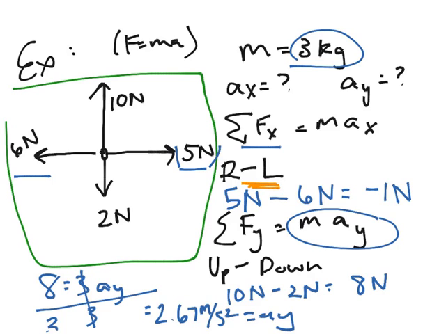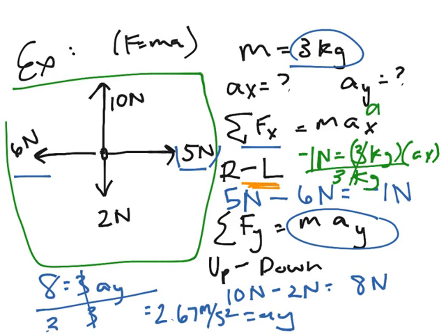Then we go back and do the same thing for x. We knew it was -1 newton is equal to 3 kilograms times our acceleration in the x direction. Divide by 3 kilograms on both sides, and you get ax to be equal to -0.33.